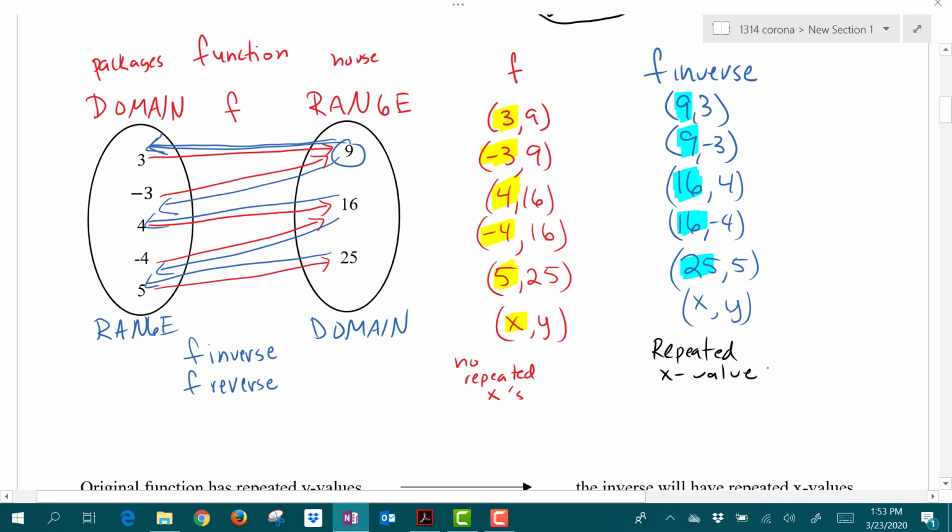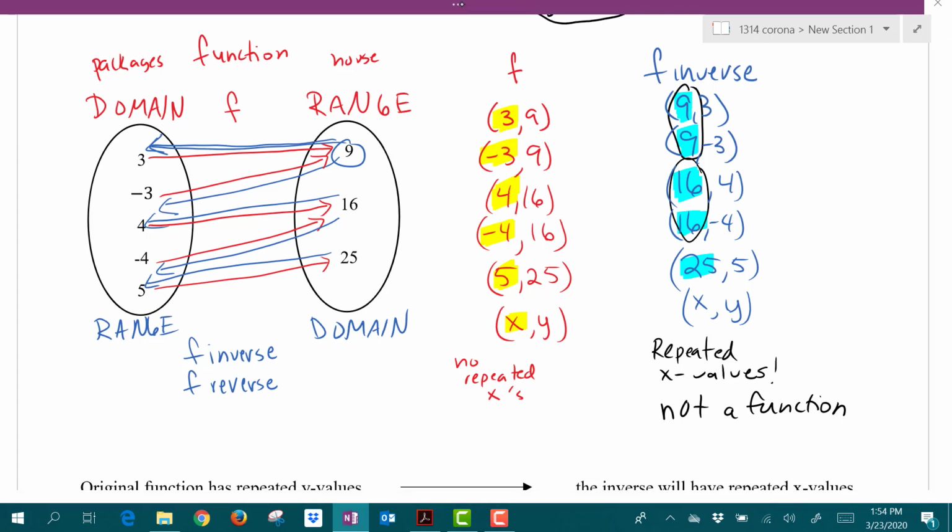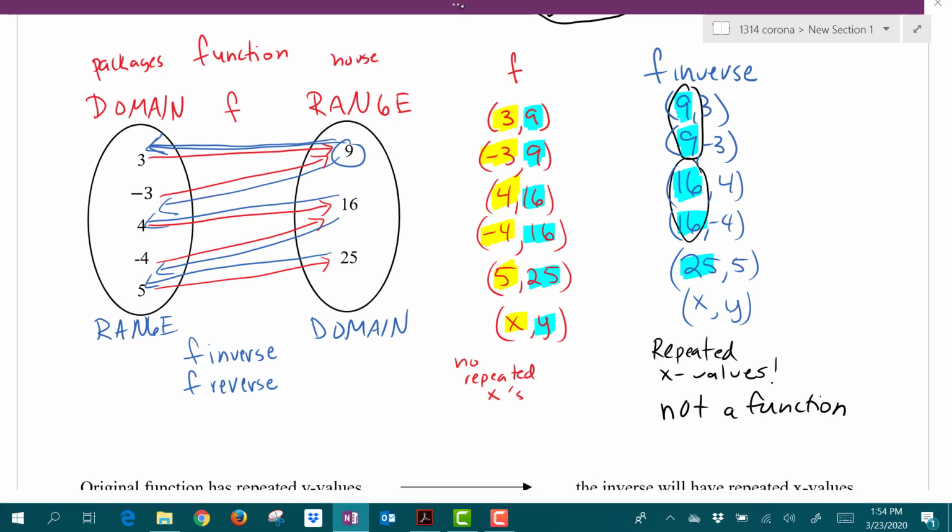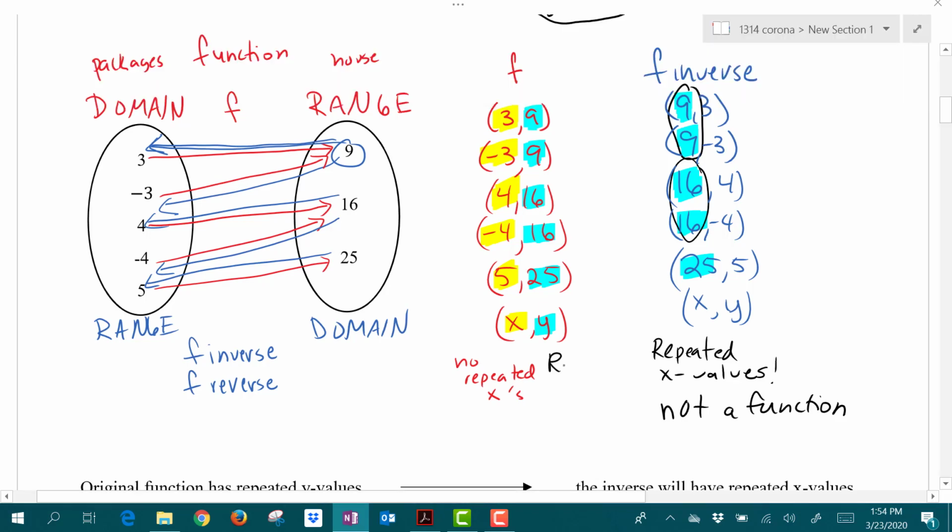So when we look at the list of ordered pairs for the f inverse, so the reverse of the original function f, we see that we have 2 9s, 2 16s, and this is not a function. Now, could we have known that before we actually made the list? And the answer is yes. If you go back to the original list, what you're going to notice is in the original list, those ordered pairs for f, we had repeated y's. So that is a clue that the second list will not be a function.